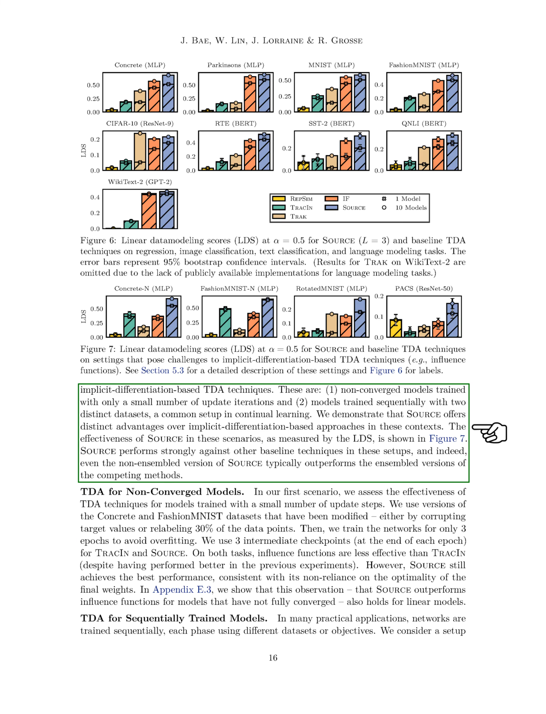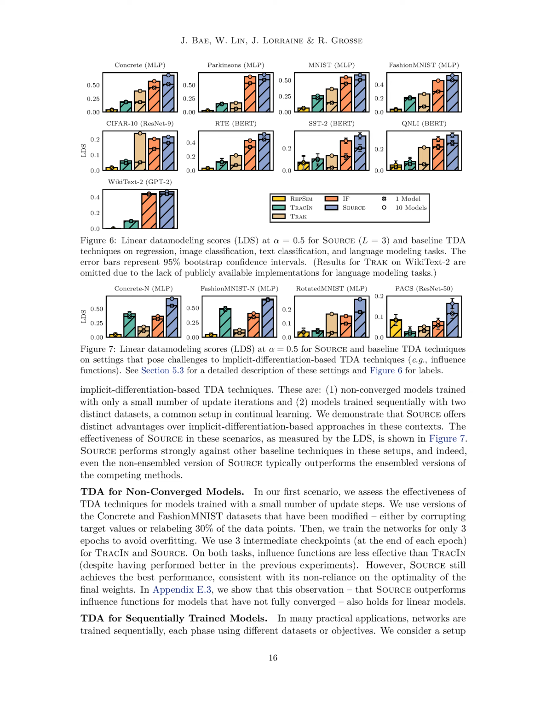In scenarios where implicit differentiation-based methods face challenges, such as non-converged models with few update iterations or models trained sequentially with different datasets, Source demonstrates advantages over these methods in terms of LDS performance. Source performs well against baseline techniques in these scenarios, even outperforming ensembled versions of competing methods.